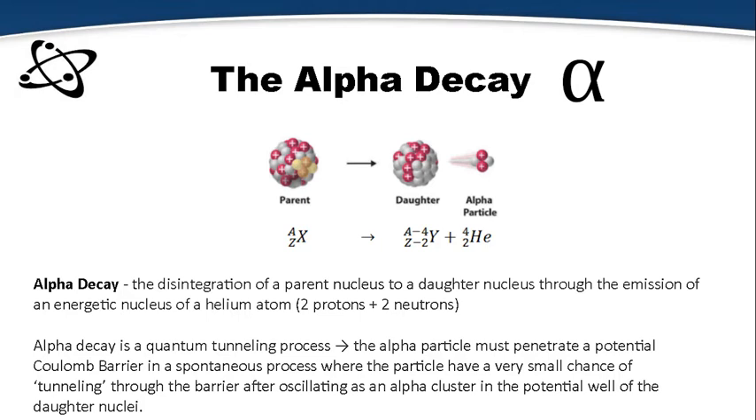Alpha decay, or alpha radioactivity, represents the disintegration of a parent nucleus into a daughter nuclide through the emission of the nucleus of a helium atom. This is diagrammatically shown here, where isotope X with nucleon number A and proton number Z undergoes transmutation to form an isotope Y with 4 fewer total nucleons as an energetic alpha particle is emitted.